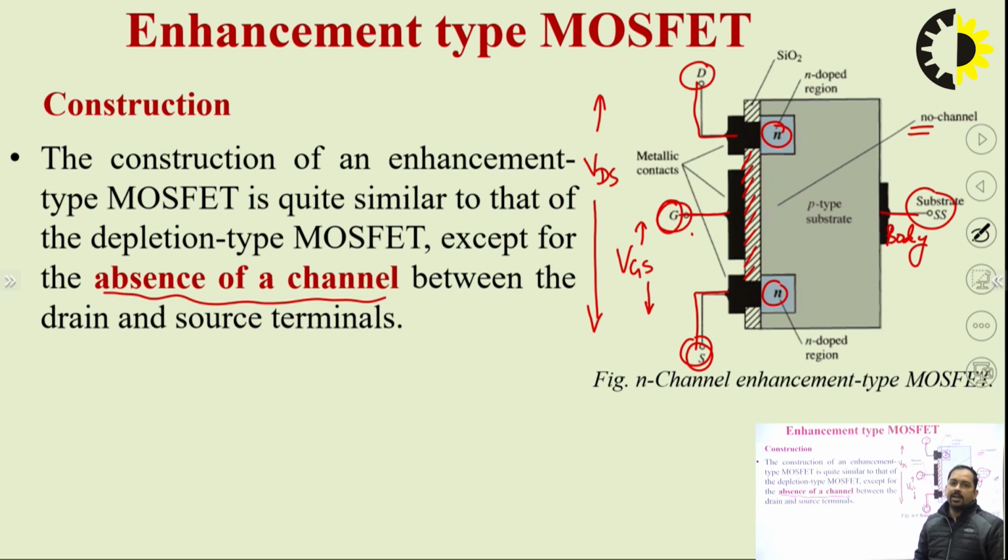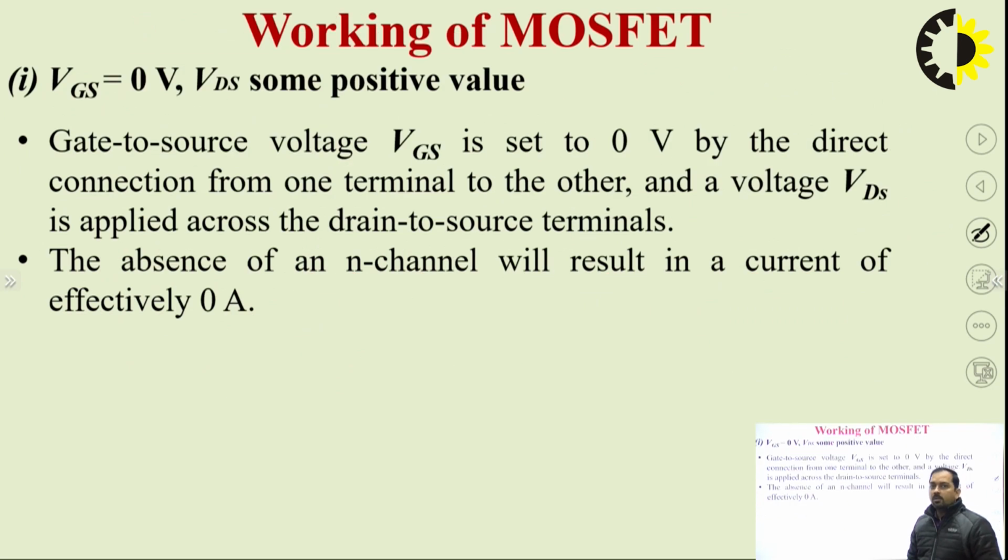So we want to see the effect. How can we see the effect? First of all, we'll be fixing one value and we'll be varying the other. So first of all, when VGS is equal to 0 and we are applying some positive voltage VDS, it will attract the electrons. But since the channel was absent, no electron will move from source to drain side, and as a result, the current ID is equal to 0.